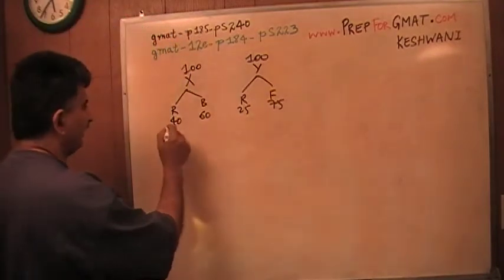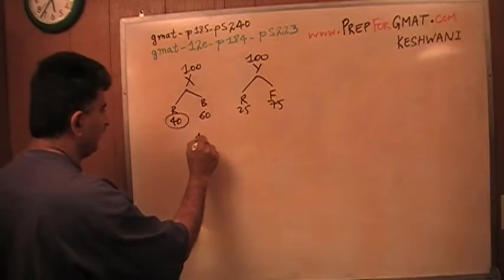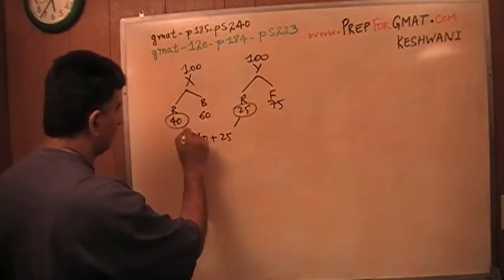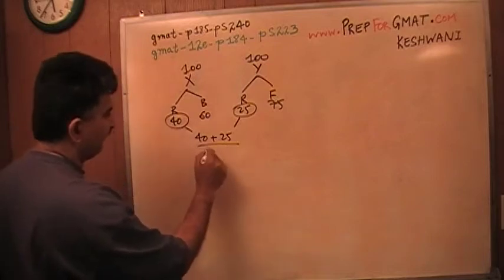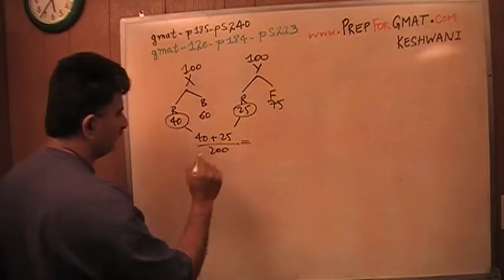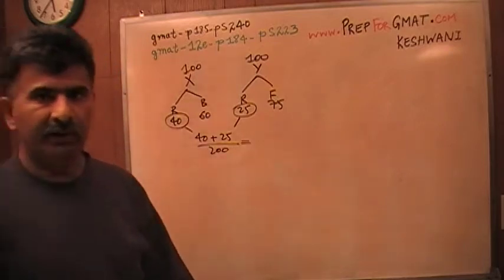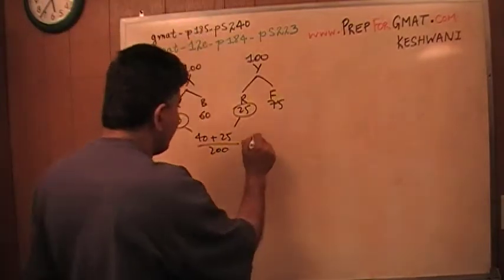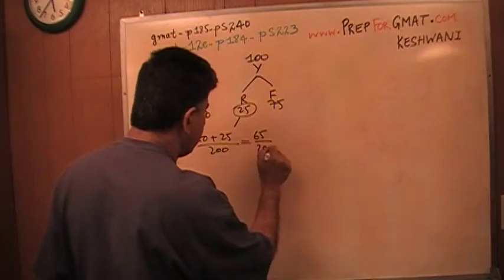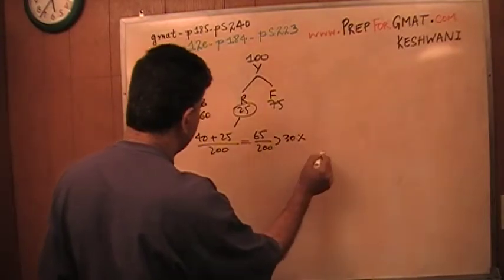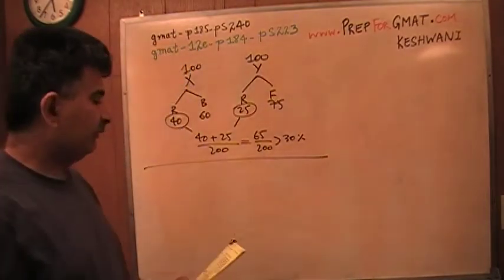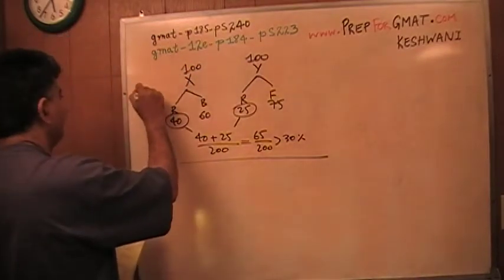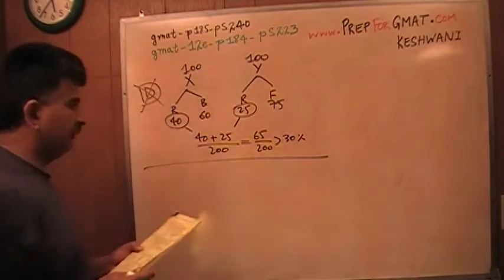So if that were the case, then as you can see there, we have 40 of rye here, and we have 25 of rye here. This and that. That's 65 out of 200. Well, we know that 30% of 100 is 30, and therefore 30% of 200 is 60. This is 65. This is more than 30%. It doesn't work. That tells me that the answer choice D is too big. Answer choice D is too big.